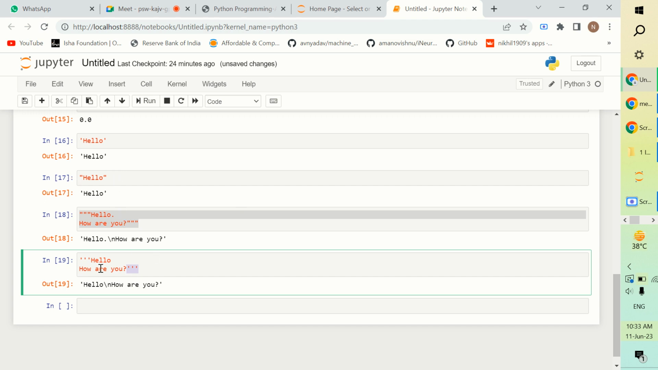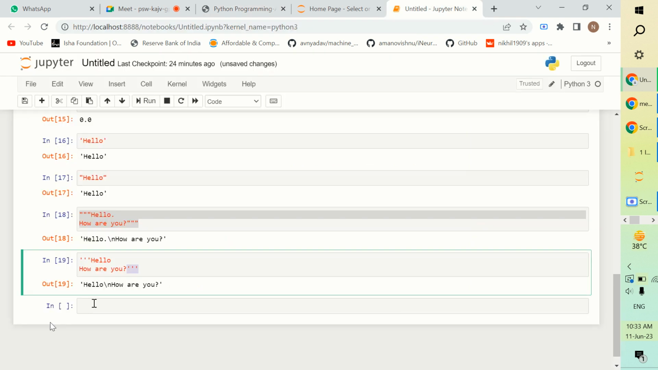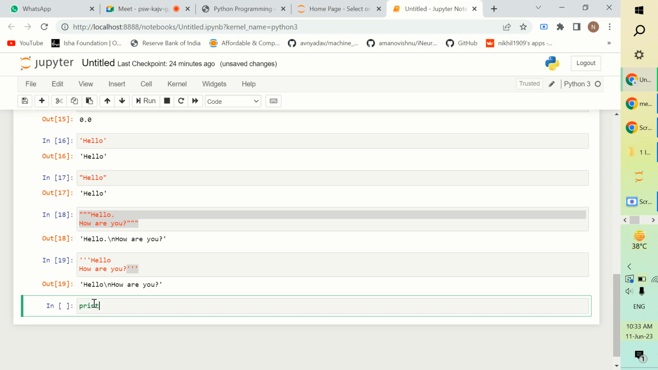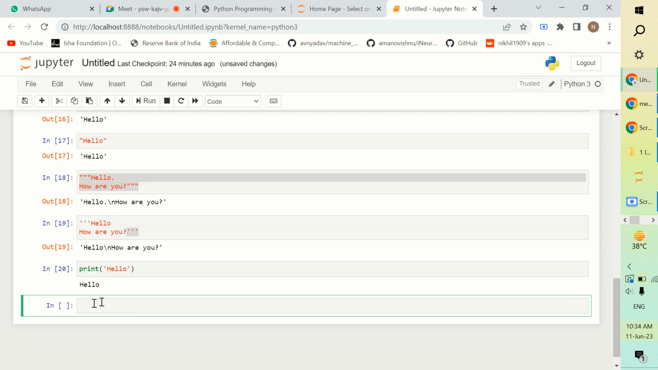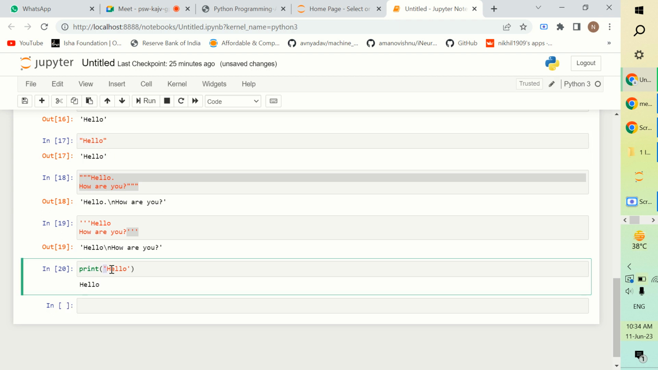So all of these are strings only. Okay. You can use print also to print these strings. Print hello. It will simply print the string. Here you could see that where I was not printing, it was also giving the quotation marks along with the string. But here when I printed it, it was simply giving the whole string, only hello. Okay.